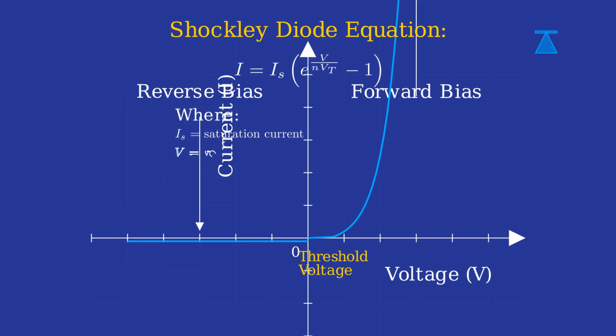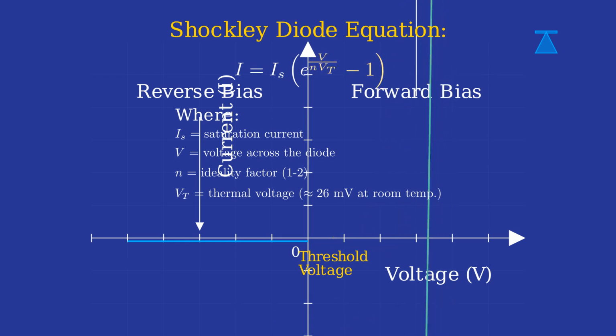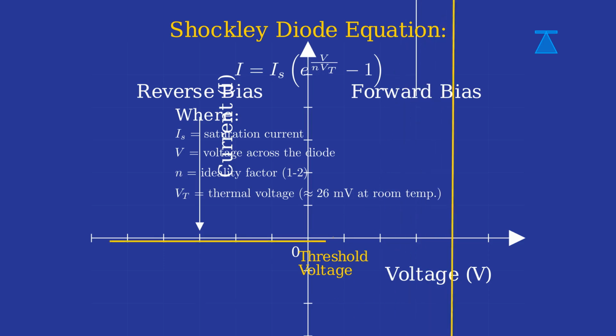The equation relates current to voltage using several parameters. Is is the saturation current, V is the voltage across the diode, N is the ideality factor, and Vt is the thermal voltage, which is about 26 millivolts at room temperature. As the voltage increases beyond the threshold, the exponential term dominates, causing current to rise dramatically. Understanding these IV characteristics is crucial for designing circuits with diodes and predicting their behavior in both forward and reverse bias conditions.